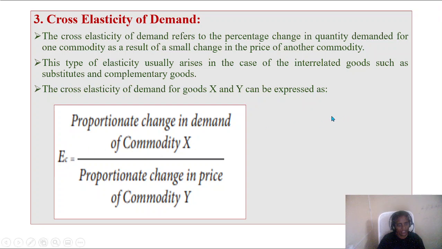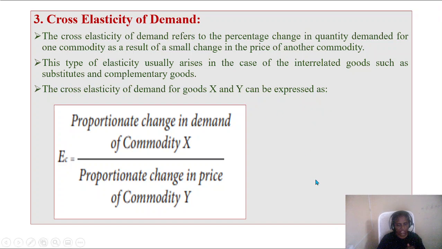You can write this concept in this form, that is Ec, where c is nothing but cross and E is the elasticity. So cross elasticity of demand is equal to proportionate change in demand of commodity X divided by proportionate change in price of commodity Y. You see, in the numerator it is commodity X. In the denominator it is commodity Y. So this is the main difference under cross elasticity of demand.